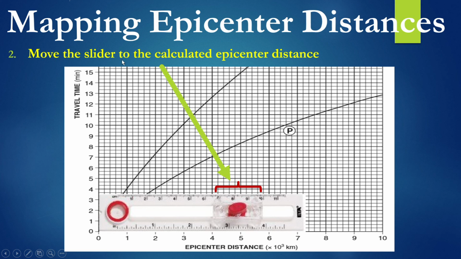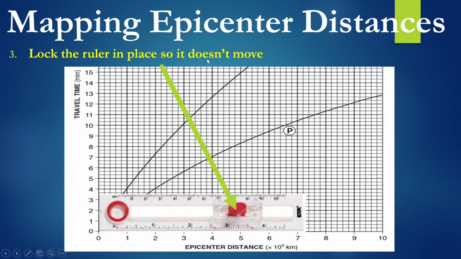That's actually what this says right here. Move the slider to the calculated epicenter distance, in this case, 2600. Lock the ruler. Unfortunately, those old rulers, we don't have those anymore, and they weren't very good anyway. So you actually can't lock it, so you can ignore that.